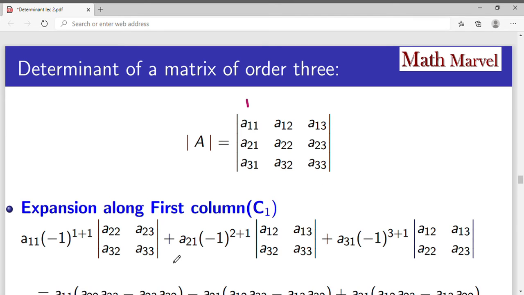Plus the second element a21, so write a21 times minus 1 raised to 2 plus 1. Now hide this row and this column. The remaining elements a12 a13 a32 a33 put in the determinant, plus the last element a31 times minus 1 raised to 3 plus 1. Now hide this column and this row. So the remaining elements a12, a13, a22, a23 write in a determinant.